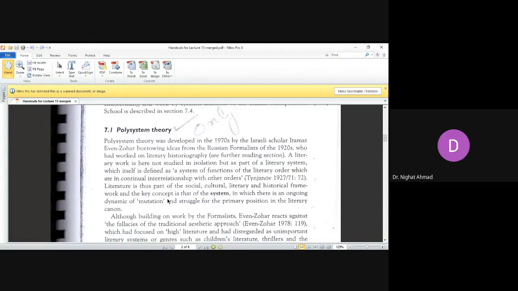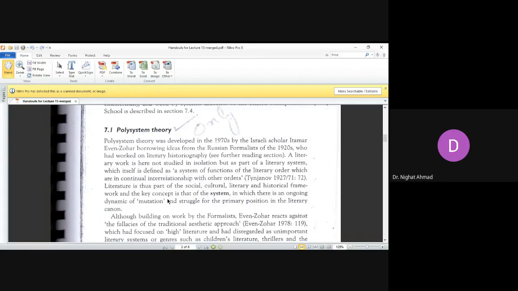Okay, so literature will be looked at as a part of a system. Any literature which comes up, you will see that it is a part and product of different systems. What are those different systems? For example, social system, cultural, literary, historical framework, and so on. So any novel, any short story, any creative writing you are studying, you cannot study it in isolation.